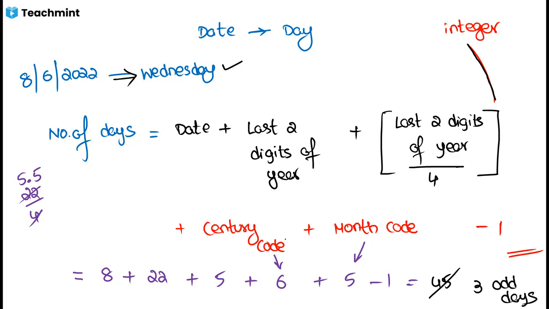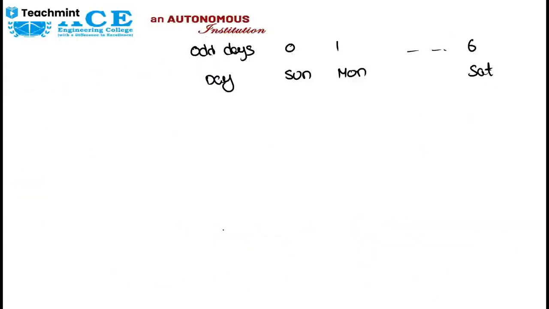If odd days is 2, Tuesday. Odd days 1, Monday. Odd days 6, Saturday. Like that we are fixing the day. So now we are worrying about the month code and century code. Cool, nothing to worry. You have to remember the month code, but I'm giving a clue.